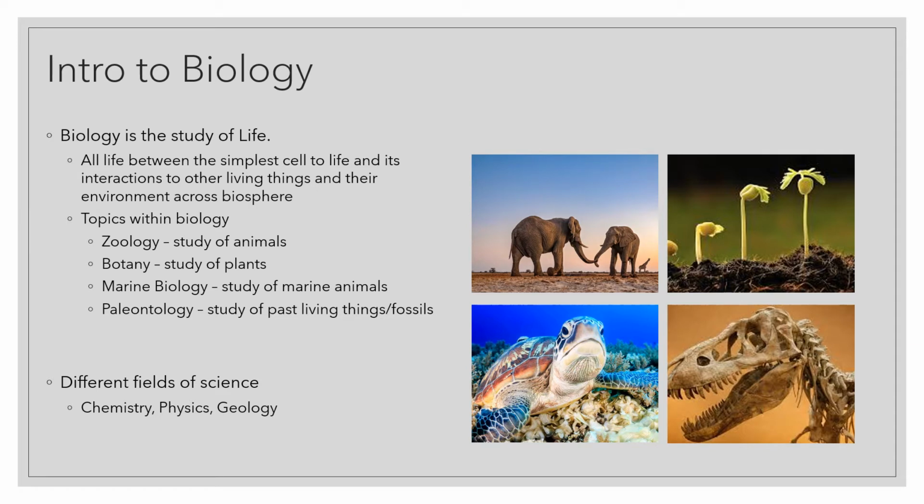So starting off with Unit 1, we talked about Intro to Biology, and this is just kind of an overview of what biology really is. Biology is the study of life, anything that's living. All life, from the simplest cell, or prokaryote, to life and its interactions with other living things and their environment across the biosphere. So we've talked about hierarchy: atom makes a molecule, molecule makes a macromolecule, several macromolecules working together make the smallest unit of life, which is the cell.